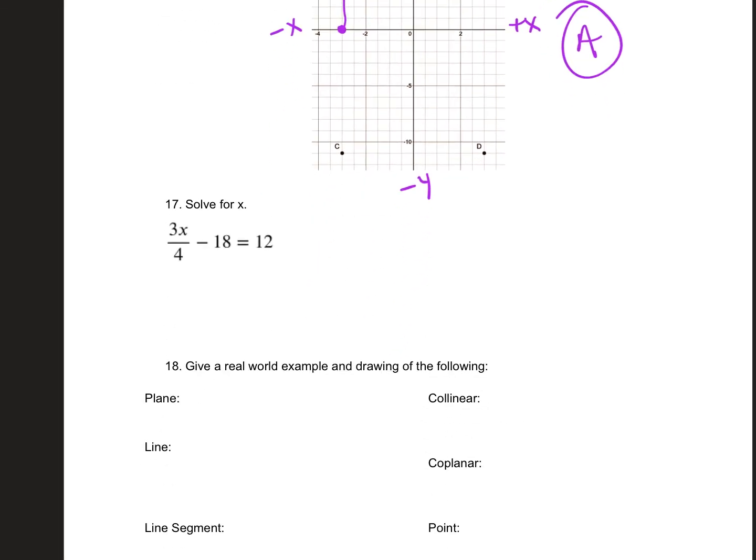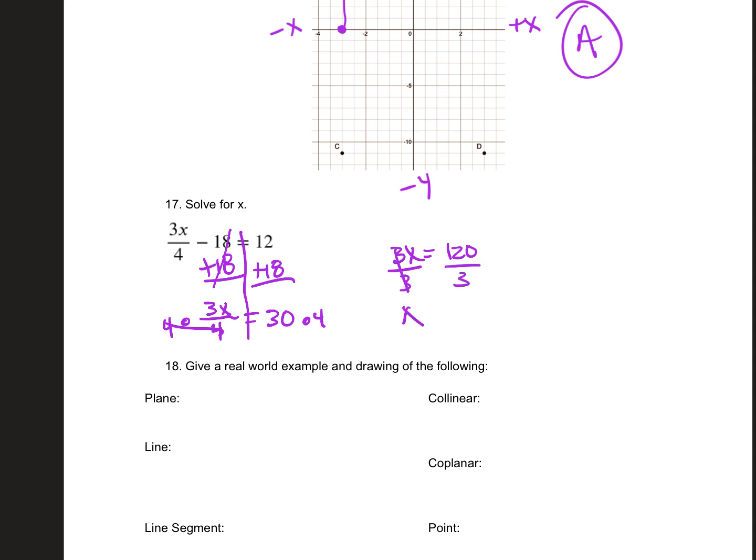Next one, some simple algebra here. We're going to go ahead and draw our line, add 18 to both sides. And then we are left with 3x/4, which is going to equal 30. You're going to multiply by the 4 here to cancel out there. You're left with 3x equals 120. Divide by 3. And you are going to get that x equals 40.